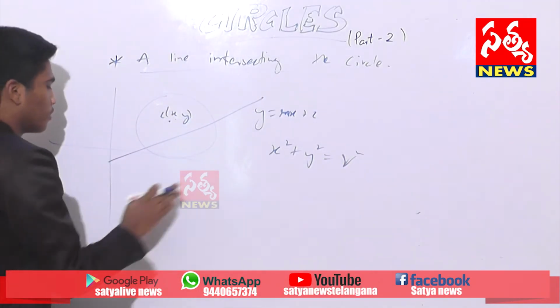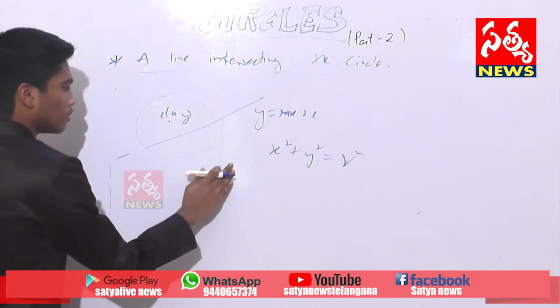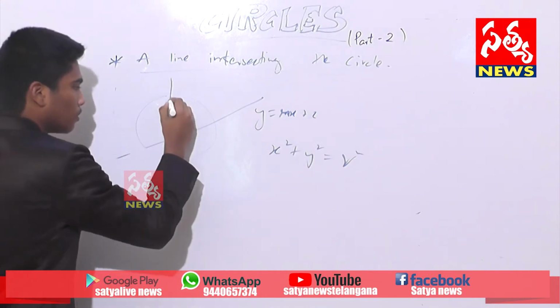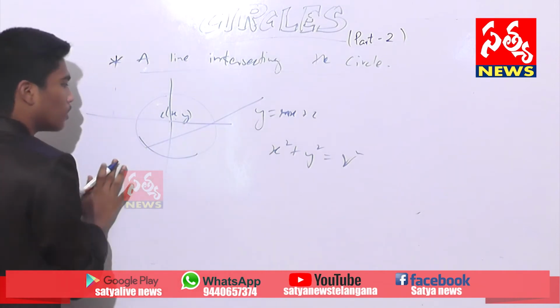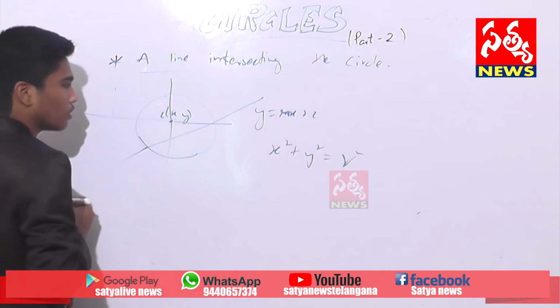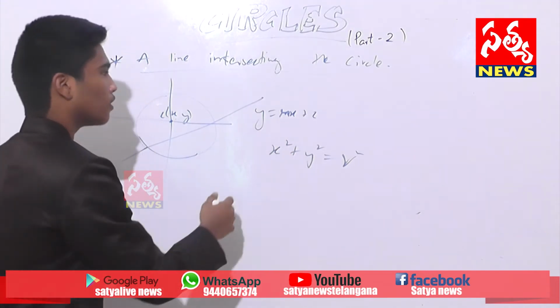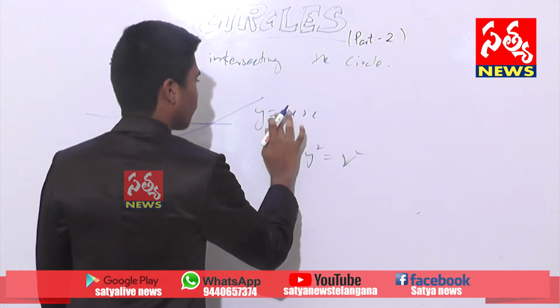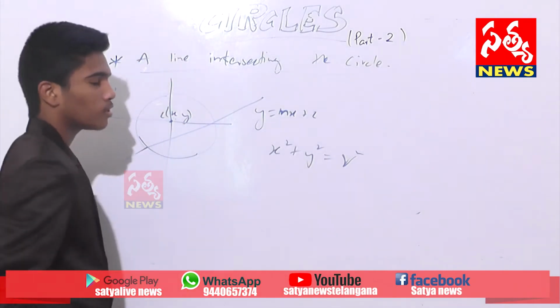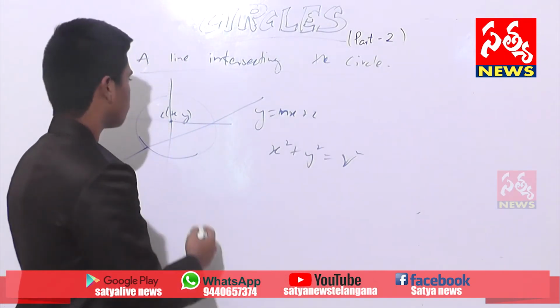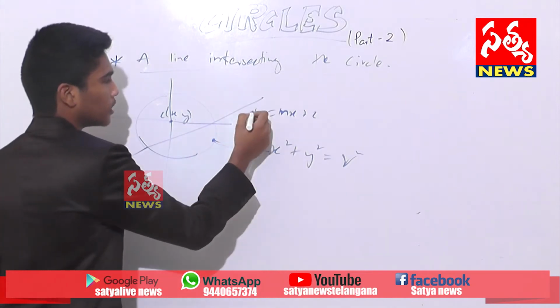Okay, yeah, we all know that the center of the circle would be the origin. Okay, these are the conditions for the equations that we have: y is equals to mx plus c and x square plus y square equals to r square. This is the circle equation and this is the line equation.